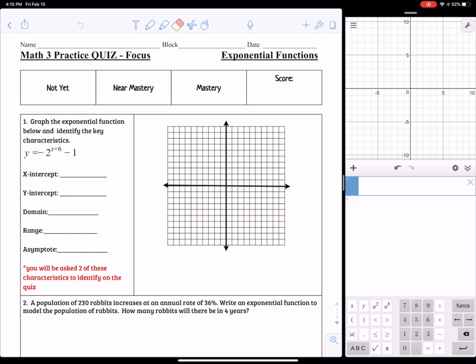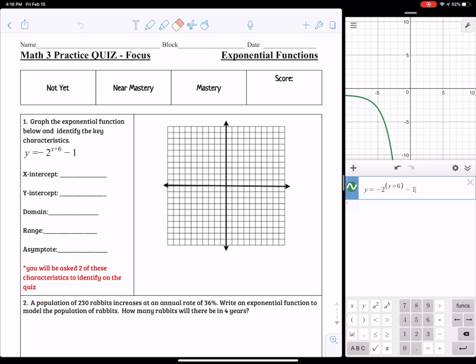I've pulled up Desmos over here to the right. Let's type in our equation. y equals -2, and then in your exponent, I hit that little a to the b power button. I need to put a parentheses because the exponent contains more than one term. I need to put x plus 6 all in the exponent. Then drop down with the arrow key and put -1. That way I get the correct graph to show up.